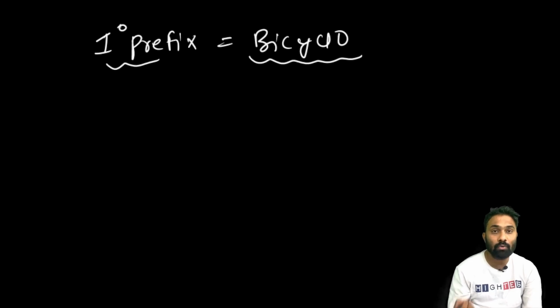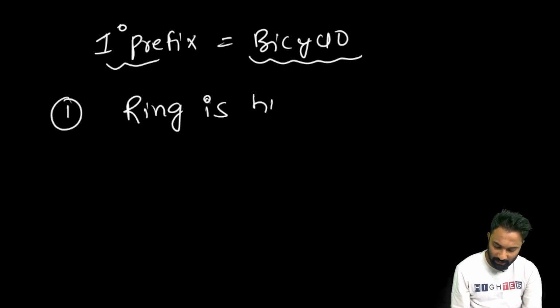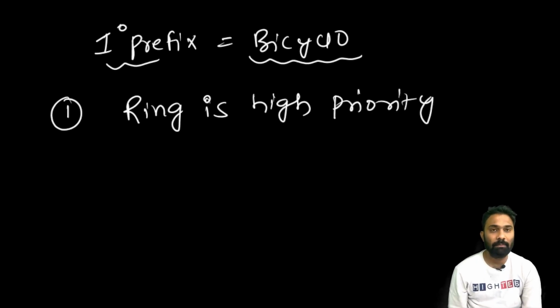Then how do we write the IUPAC name for the bicyclo compounds if they have given? First one: if a functional group is also present, we can give high priority to the functional group also. But before the functional group, which is the high priority? Ring is the high priority. This is very, very important. Ring is the high priority in the bicyclo compound.